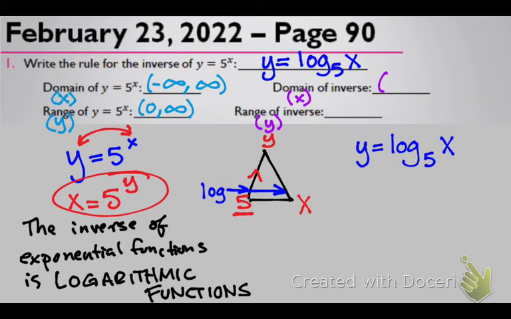So my range would become my domain, 0 to infinity, and my domain would become my range. I switched my x and y here. I switched my x and y for these.